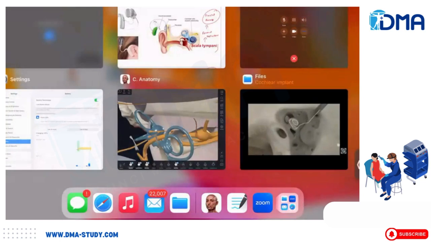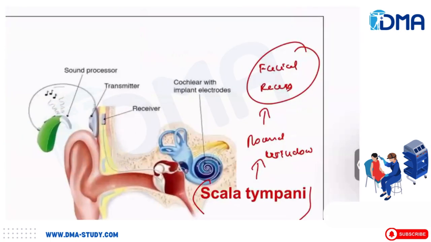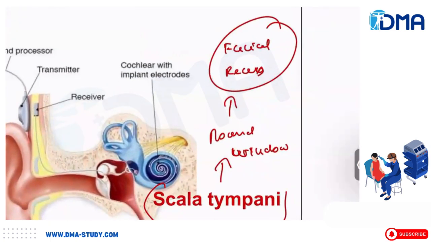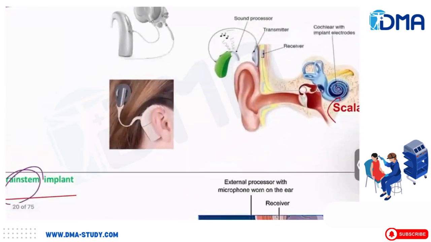So the third one is cochlear implants. Very important. They may ask any of these. How it is inserted: through the facial recess. Through the facial recess, they are reaching the round window. Through the round window, they are reaching the scala tympani. Very, very important.